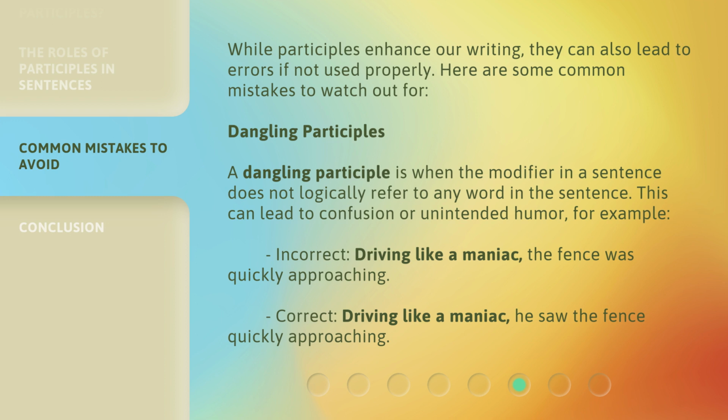For example, incorrect: "Driving like a maniac, the fence was quickly approaching." Correct: "Driving like a maniac, he saw the fence quickly approaching."